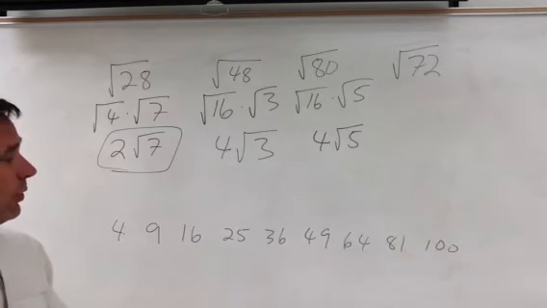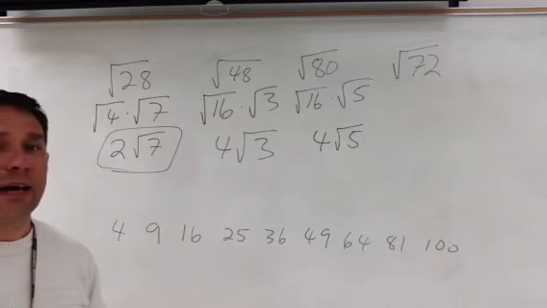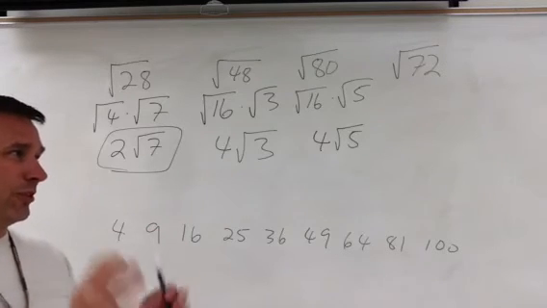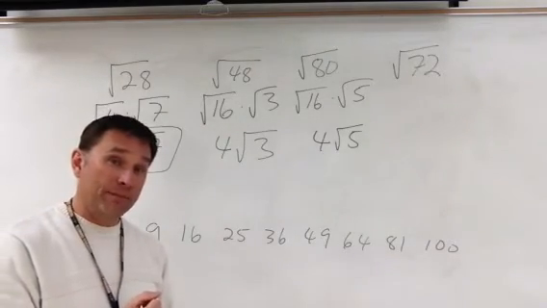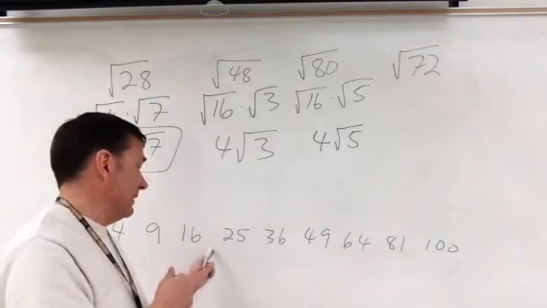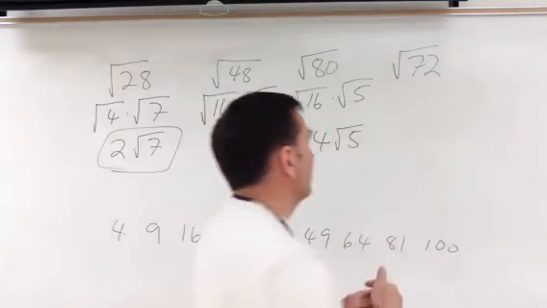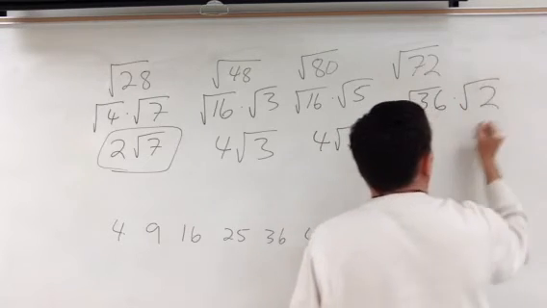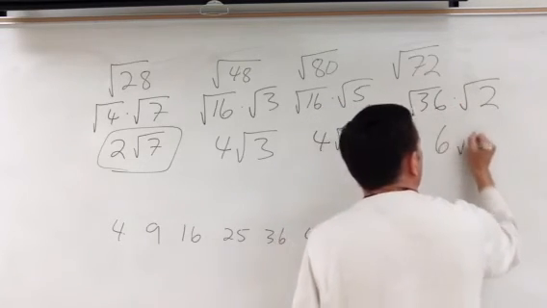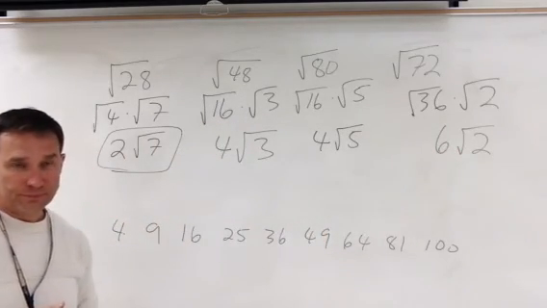For 72, many of you will pick, well, 9 goes into 72 8 times. But when we do that, you'll see that 8 can be reduced because there's another perfect square that goes into 8. So one that's bigger than 9 that works is 36. 36 goes into 72 twice. And the square root of 36 is 6, so the answer is 6 times the square root of 2.